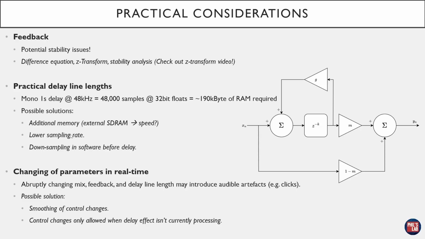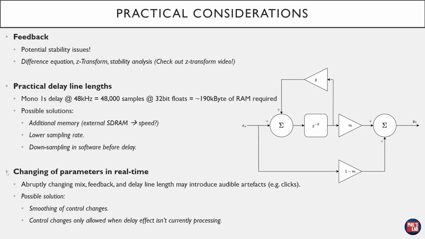Another possible solution would be simply using a lower sampling rate. So the amount of RAM required pretty much scales proportionally to the sampling rate, and we could also, of course, reduce the bit depth. So if we just go with a sampling rate of, let's say, 30 kilohertz, and we use 16-bit fixed point, for example, that would, of course, reduce our RAM requirements quite a bit. Downsampling in software before the delay is, of course, another option. So we could run our main system at 48 kilohertz, and once we enter our delay block, we will downsample in software, so decimate, and then we ease up on our memory requirements.